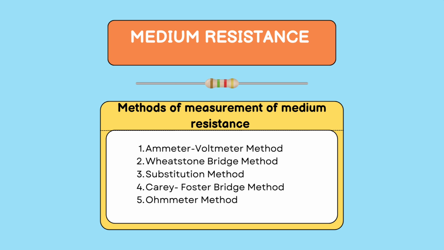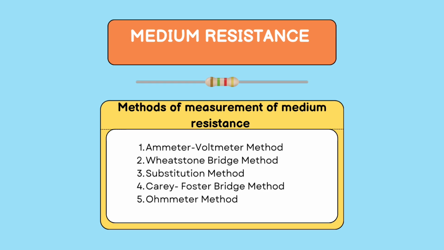4. Carey-Foster bridge method. This is a variation of the Wheatstone bridge method that is specifically designed for measuring small differences in resistance. 5. Ohmmeter method. An ohmmeter is a specialized instrument that directly measures resistance. It provides a convenient and efficient way to measure resistances in various applications.